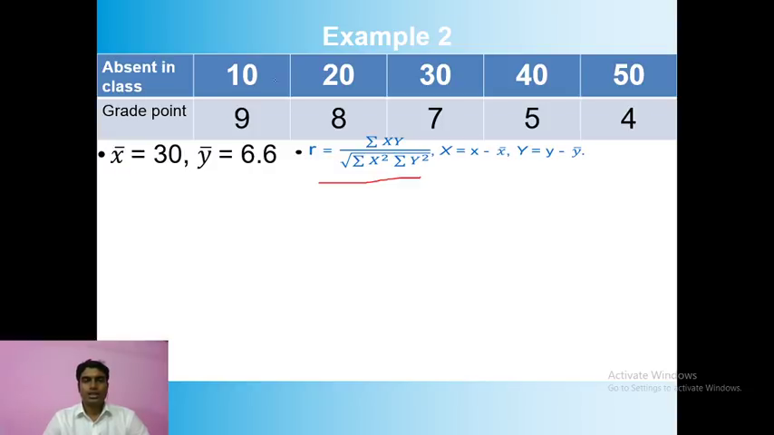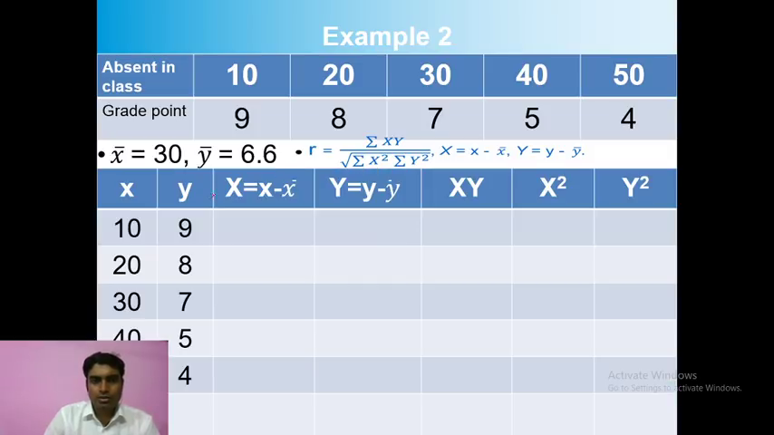So in this case it is 10 plus 20 is 30, 30 plus 30 is 60, and 60 plus 40 is 100, 100 plus 50 is 150, 150 by 5, that is 30. And similarly y bar, the mean of y, you can find out as the sum of all these numbers by 5. Now we have to find out capital X and capital Y. So x and small y are there. The x variable I write down here, and the y variable I write down here.